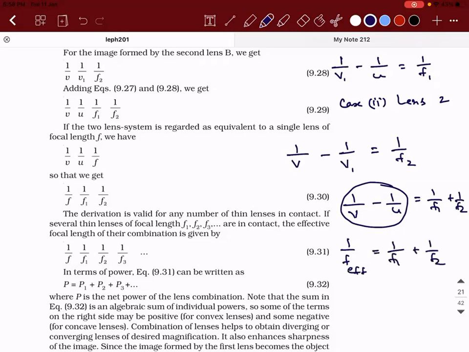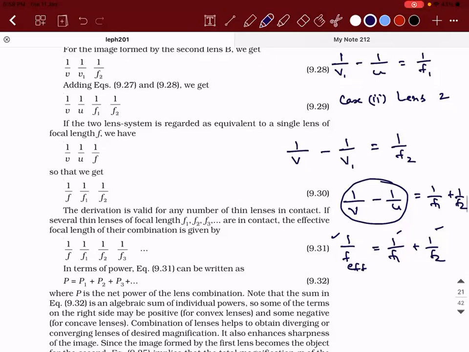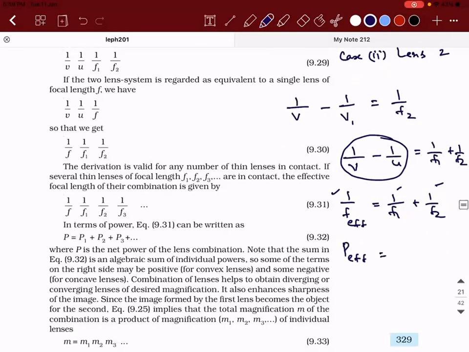Means what they are trying to say is, if you place two thin lenses in contact with each other, then the effective focal length of both the lenses put together will be given by 1 by f1 plus 1 by f2. So from this I can conclude that effective power is equal to P1 plus P2. Similarly, if you have n lenses in contact with each other, it will be P1 plus P2 plus up to Pn. It keeps on going like that.